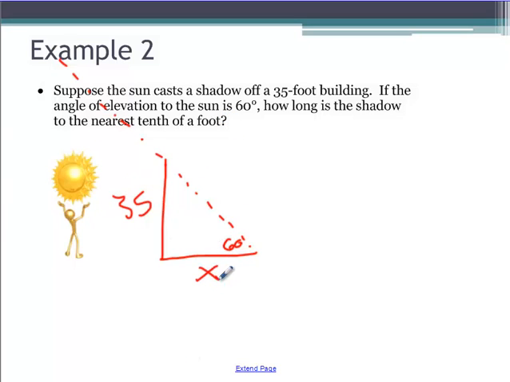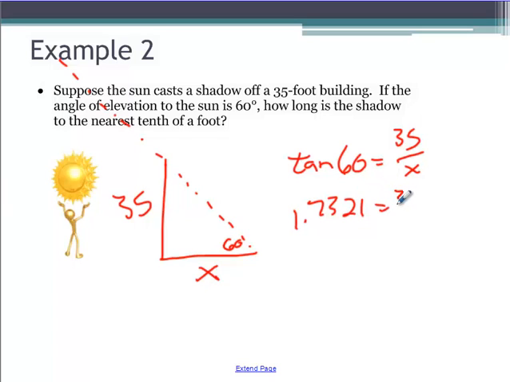Well, I have the opposite and I have the adjacent side, so I'm going to use tangent. Tangent of 60 equals 35 over x, opposite over adjacent. Tangent of 60, you're going to get a decimal, 1.7321 equals 35 over x. Now remember, I'm not simplifying that decimal in my calculator. I'm leaving it exact, and I'm not going to round until the very end.